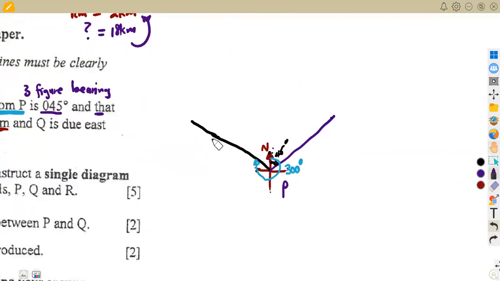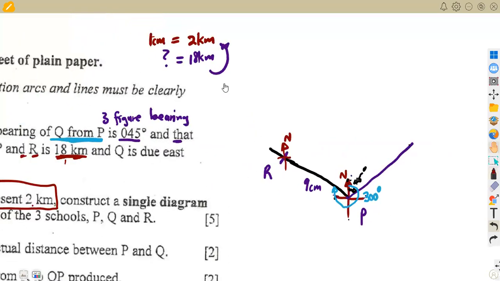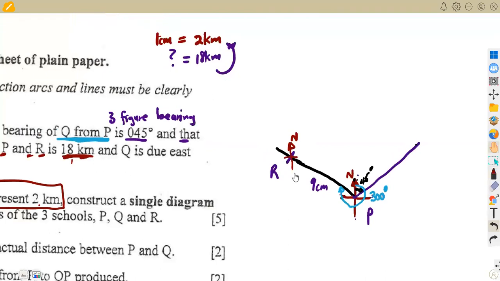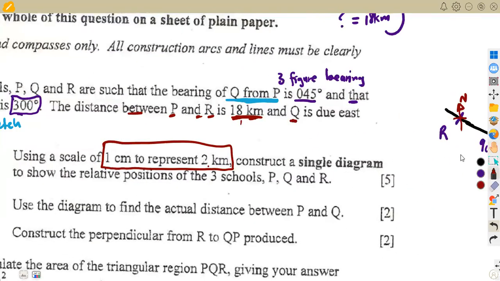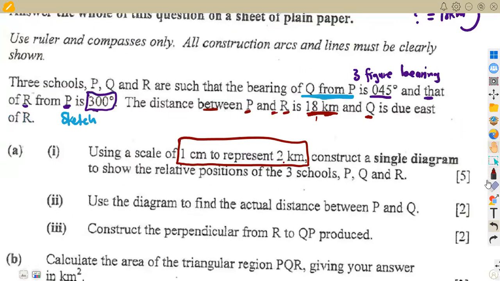So we know that there is a difference between this point P and a point that we are referring to as R. There is a difference there of 9 centimeters, but this is just a sketch. So we now know that if R is at this point, we can have a North Pole at that point R, knowing the distance that we are given, which is 18 kilometers, but in centimeters, that would be 9 centimeters.